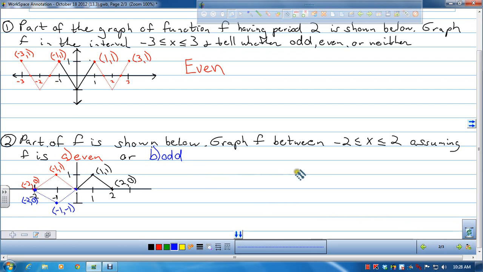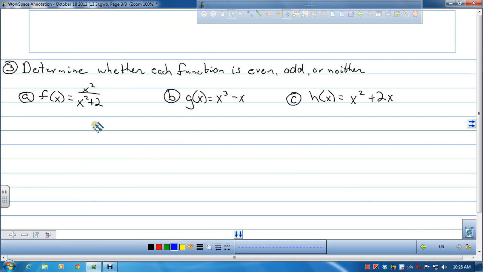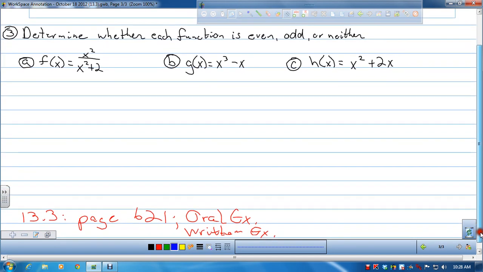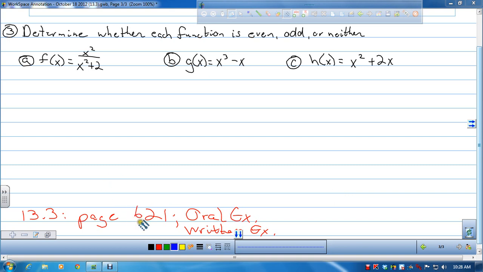So that's how we look at things graphically when we're talking about period and the symmetry and whether something is even or odd. On this last page, we're going to talk about how we will determine whether something is even or odd using just the equation. Now, take a look here. Let's go back to my pen. Let's go green.